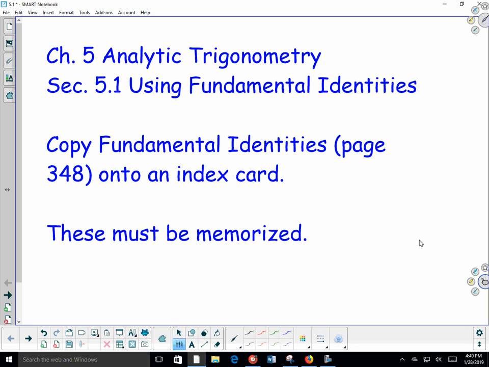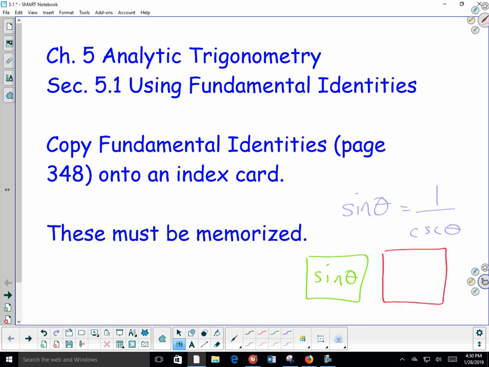If one of the trig identities, for example, is sine of theta equals 1 over cosecant of theta, I want this to be the front of your index card, and this to be the back of your index card. So again, you're making little flashcards for yourself, so you can just flip that back and front and learn to memorize these trig identities.